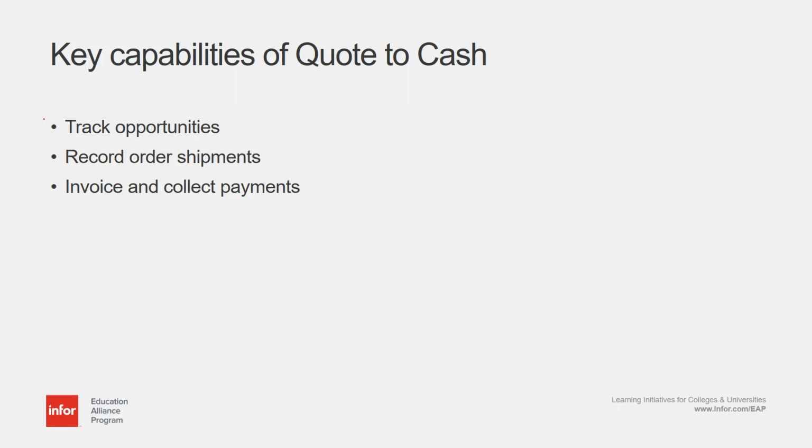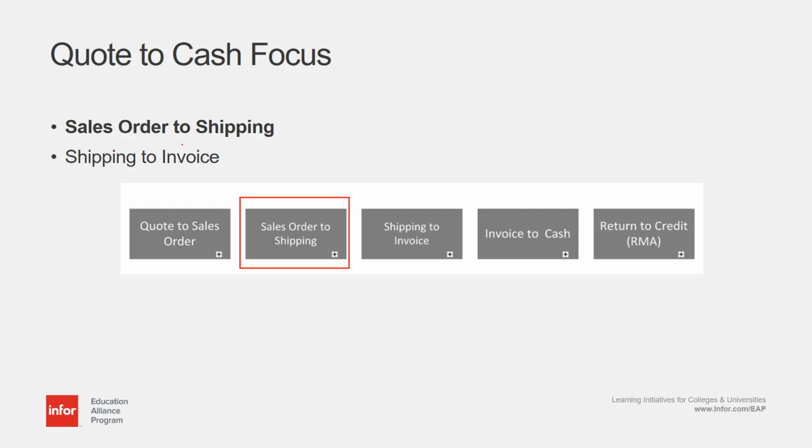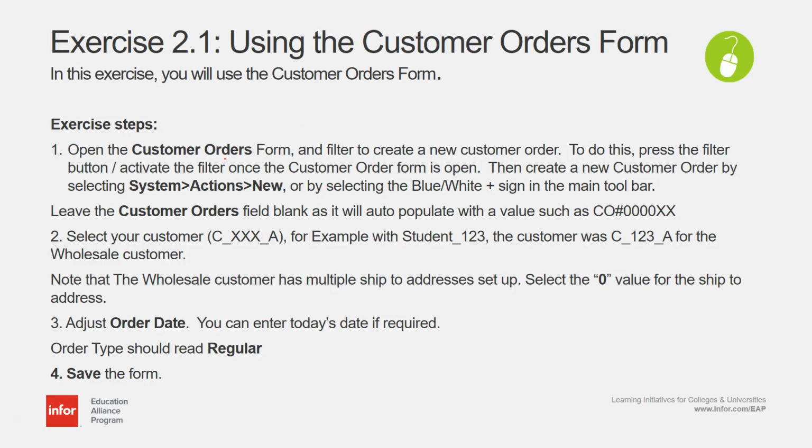So we have the ability in CSI to track opportunities. We can record our shipments, and we can invoice and collect payments. In this lesson, we will definitely record order shipments, and we will invoice and collect payments. There are 2 transactions that will be covered in lesson 2. They are sales order to shipping, exercise 2.1, which we'll do in just a minute, and shipping to invoice, exercise 2.2.